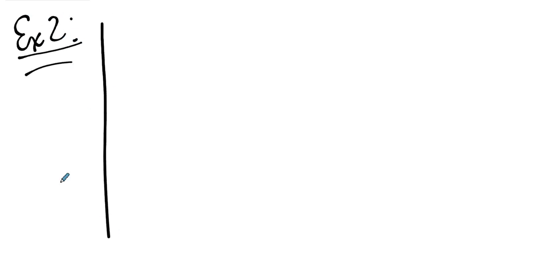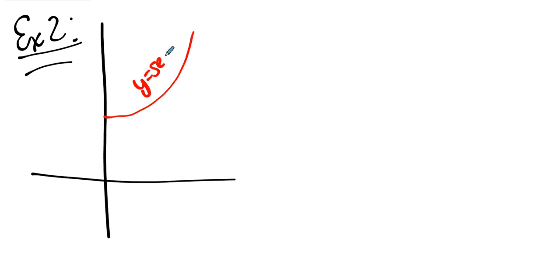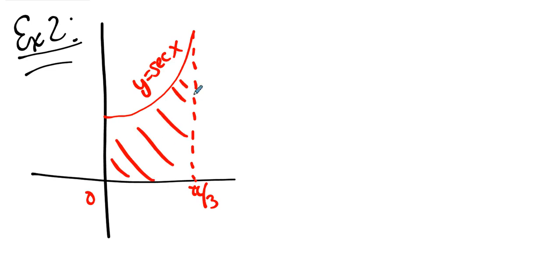One more. So in this case, we imagine that you have the curve y equals secant x, and this region is from 0 to pi over 3. It's this region that we're going to revolve about the x-axis. That's our job.